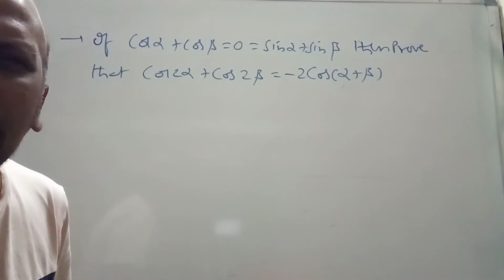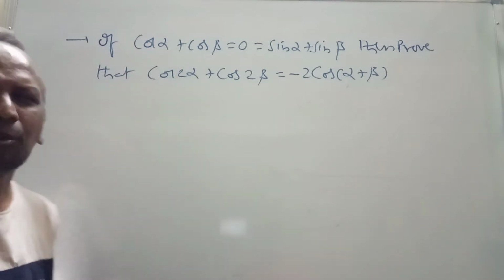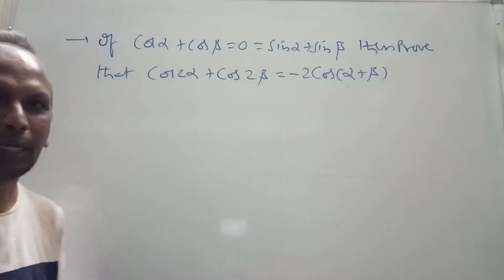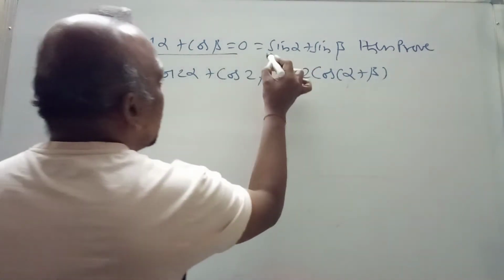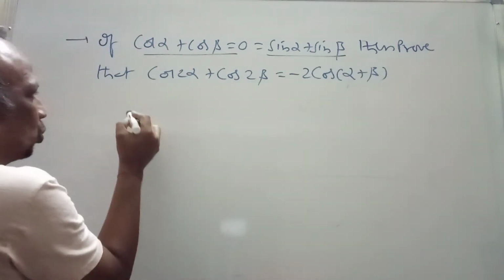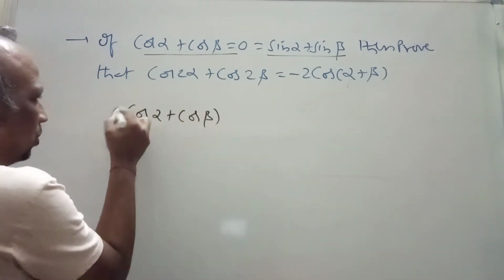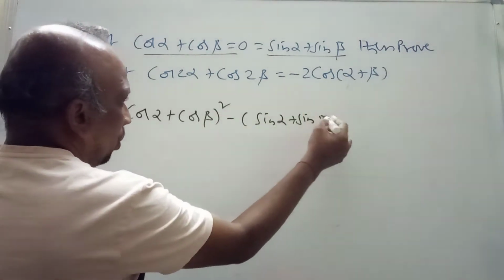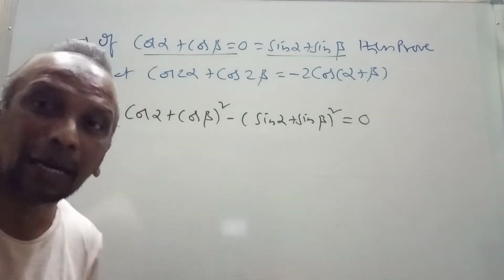You can observe here what they are given. Just they are given cos alpha plus cos beta equal to 0, which is equal to sin alpha plus sin beta. Then prove this result. Now here is an idea about this. They are given this is equal to 0 and this is equal to 0, right? So what I will consider, I want cos 2 alpha plus cos 2 beta. So this is the idea. Cos alpha plus cos beta whole square minus sin alpha plus sin beta whole square equal to 0, right? This is 0, this is 0. Why have I taken it like this?